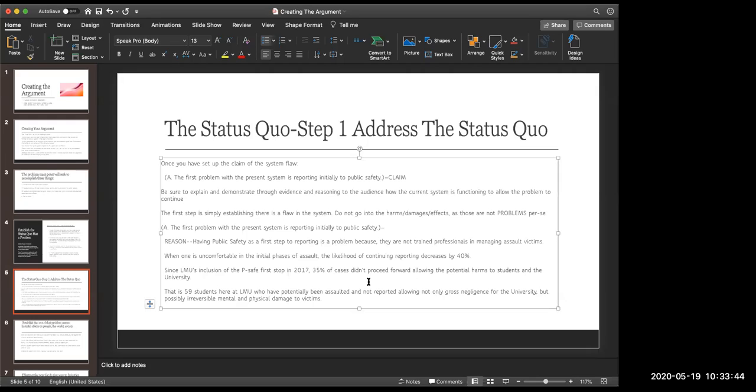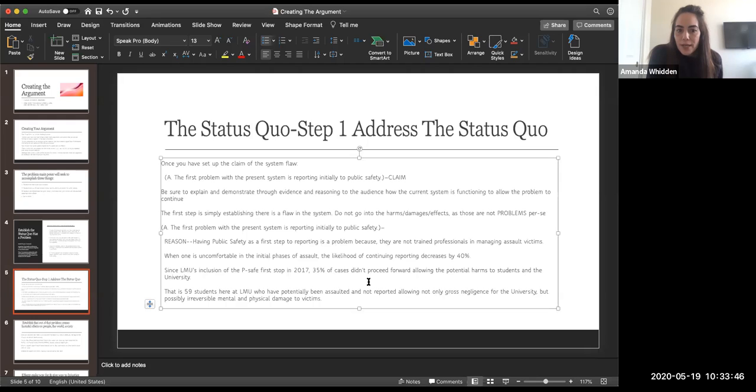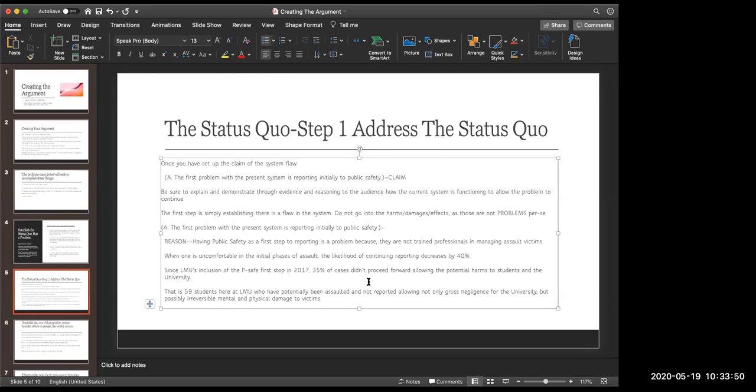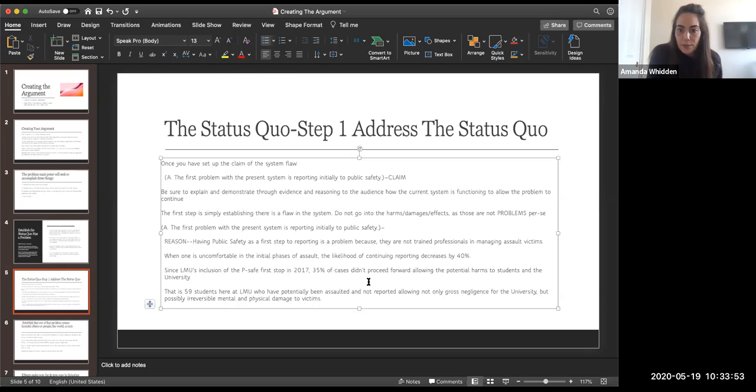But if I read just since LMU's inclusion of the PSA first stop in 2017, 35 cases didn't proceed forward, allowing the potential harms of students to visit the university. This is something now that we need to start to make sense of.